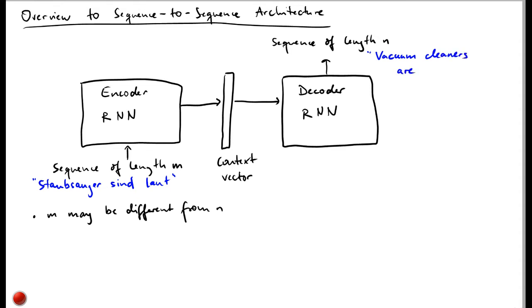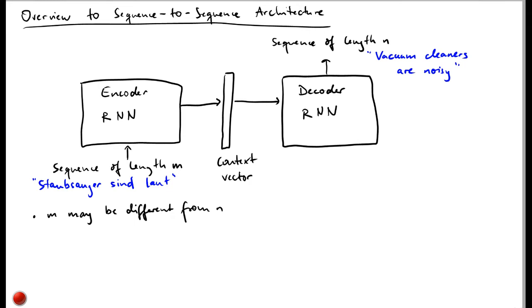are noisy." And what you see in this simple example is, first of all, that both the input and the output are sequences, namely sequences of words in this case. And you also see that the length of these sequences may differ, because the input has a length of 3 and the output has a length of 4.